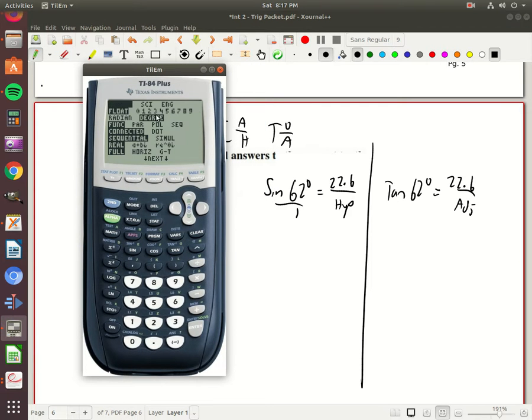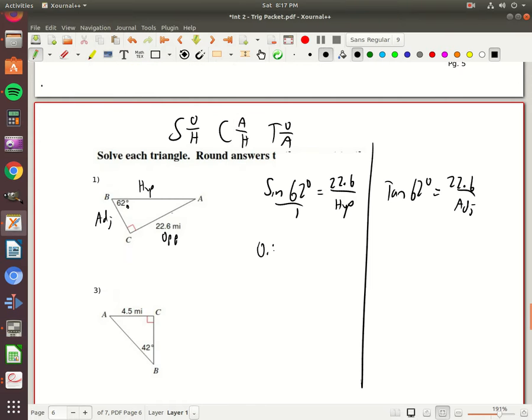Again, I want to point out that I'm in degree mode. This is very important. I'm not in radian mode. That can really mess you up. So I want to know what the sine of 62 degrees is. The sine of 62 degrees is 0.8829. So 0.8829 over 1 is equal to 22.6 over h.